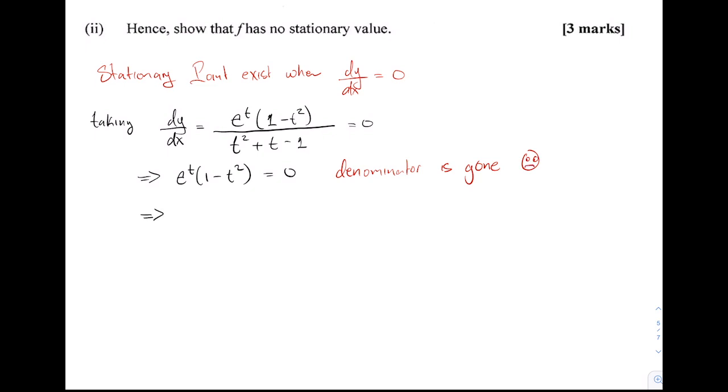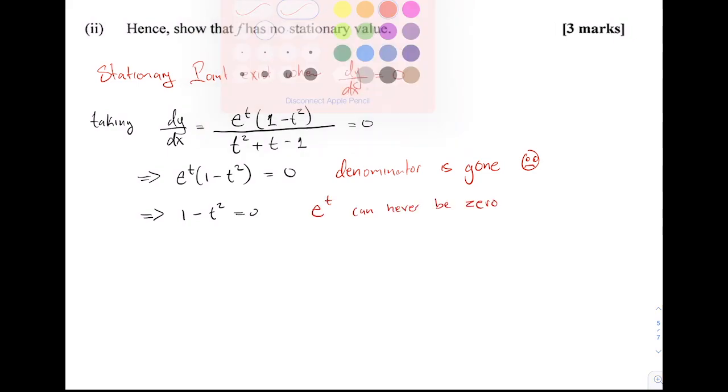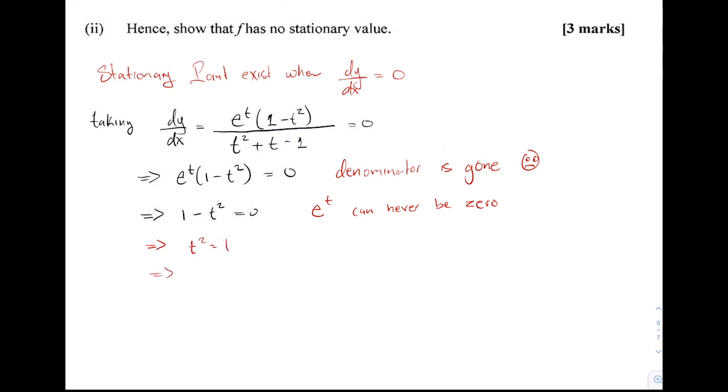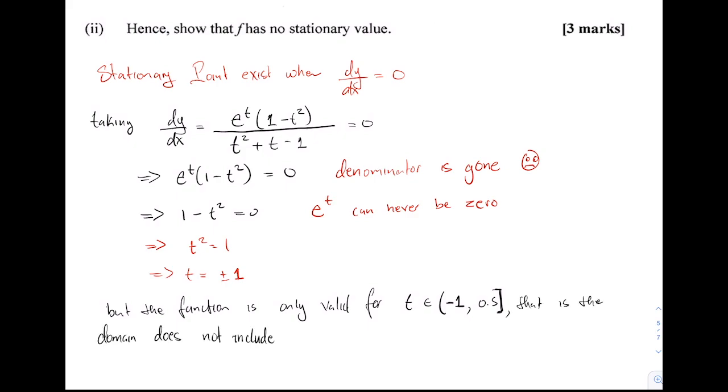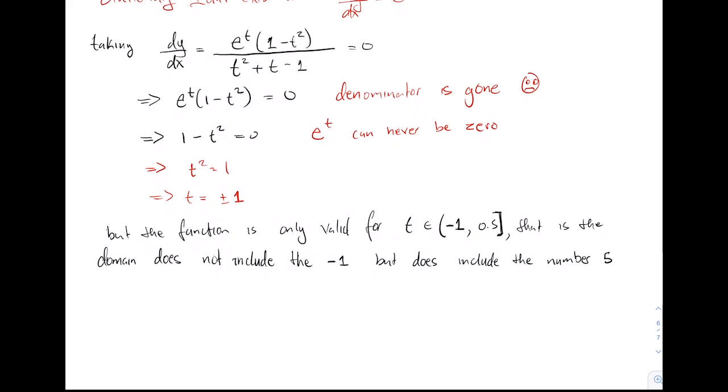And this then gives us 1 minus t squared is equal to 0 since e to the t can never be 0, which means that t squared is equal to 1, which then gives us t is equal to plus or minus 1. But the function is only valid for t inside the set of -1 to 0.5, not inclusive of -1, but inclusive of 0.5. So we realize that the function is not stationary over the given domain. This would be stationary only if we were given that -1 is a part of the domain. So therefore not stationary in the given domain. And that brings us to the end of question number 1.